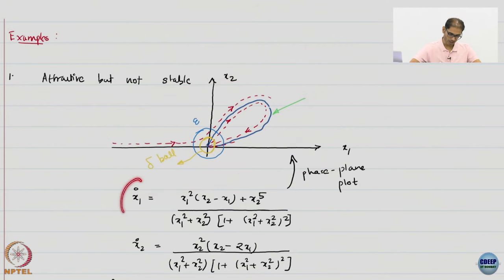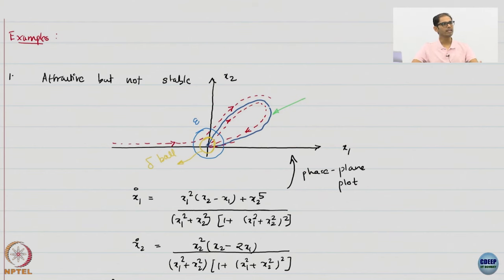So this is x1 dot, this is x2 dot, this is the system. You can think of it as some kind of a constructed system, I guess. But well, it exists. The phase plane plot is just a plot between the two states, in this case x1 on one axis and x2 on the other axis. There is a bifurcation in this system: inside this blue aerofoil type shape, all the system trajectories look like this.